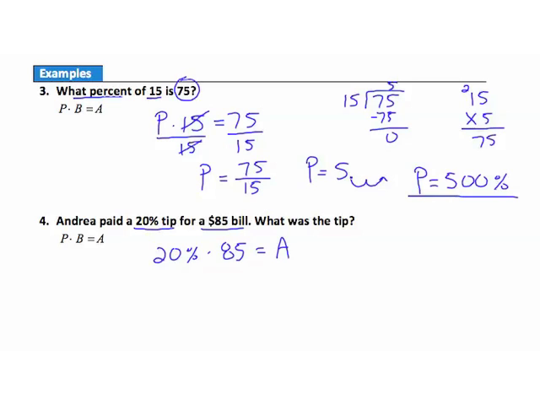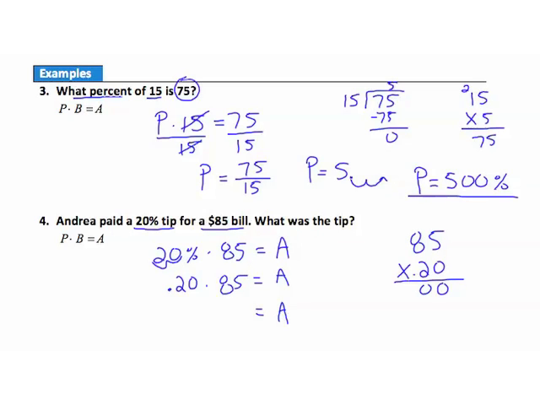Well, it looks like that A is already isolated over there on the right side, so all we have to do is perform the calculations on the left to answer this question. Before we do that, however, we are going to have to turn this 20% into a decimal. So we would move the decimal 2 places to the left, and we're going to get 0.20 times 85 equals the amount. And so now we need to do some calculations here. 0.20 times 85. So let's come over here. 85 times 0.20.